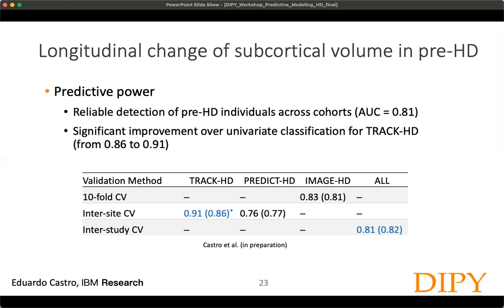In addition to that, we evaluated the performance of this model across different studies. And what we saw is that for TrackHD, the classification jumped from 86% to 91%, 86% being attained just with the striatum, and 91% being the value obtained by incorporating all subcortical structures. So there is a statistically significant difference between these two values, which in turn tells us that the performance is improved by incorporating several subcortical structures.